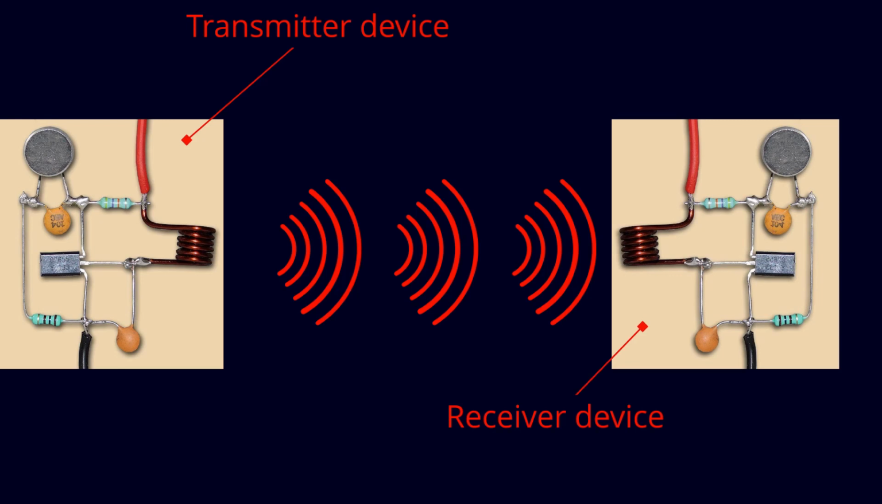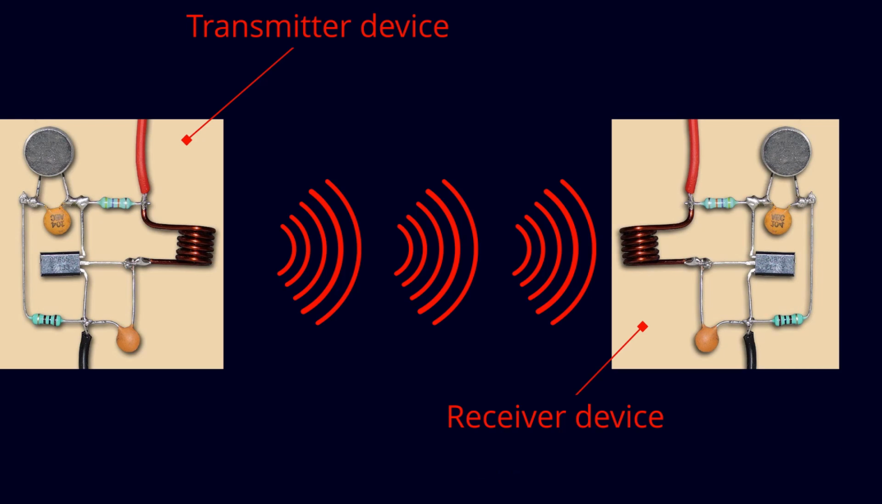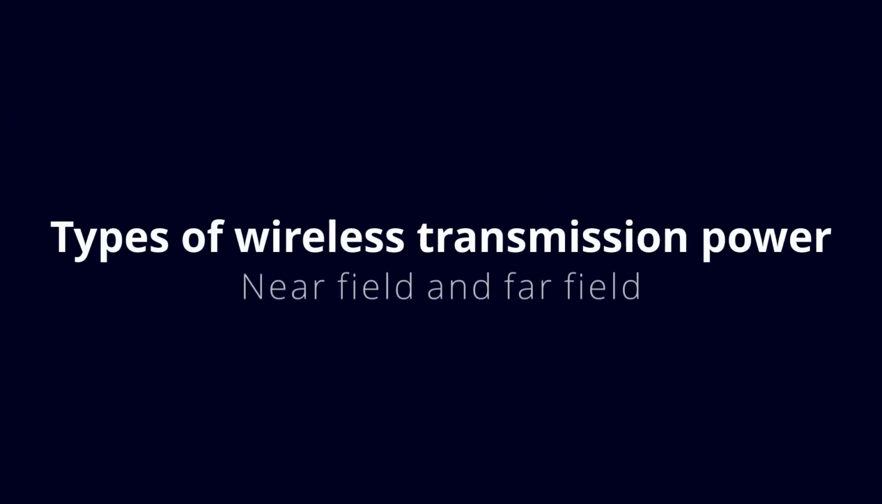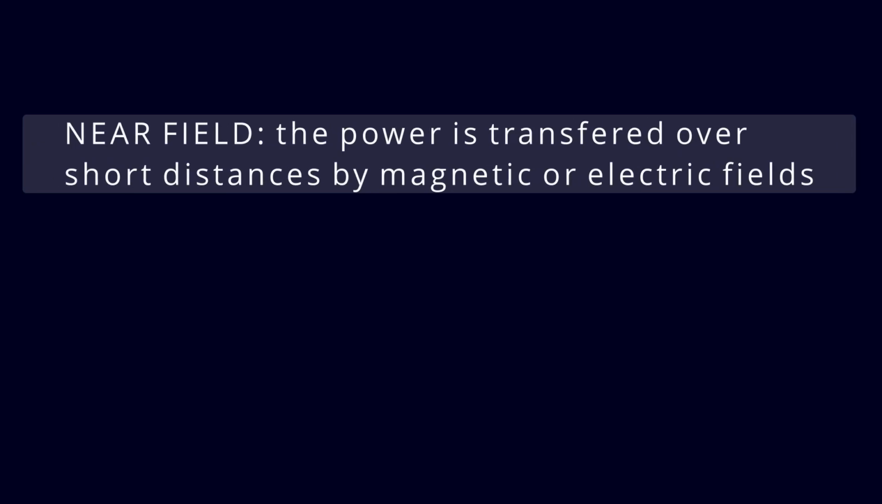This technology could be fundamental in order to reduce drastically the use of wires and batteries, thus increasing the mobility, convenience and safety of electronic devices for all users. Wireless power techniques mainly fall into two categories: near field and far field. In the first one, power is transferred over short distances by magnetic fields using inductive coupling between coils of wires, or by electric fields using capacitive coupling between metal electrodes.